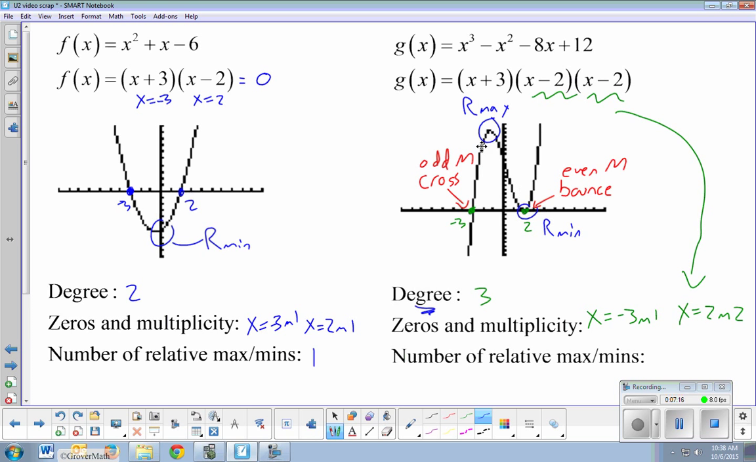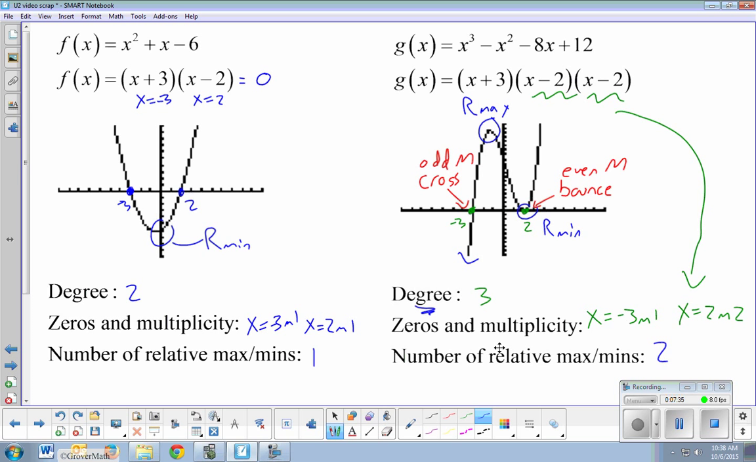Are these the highest and lowest spots on the graph itself? No. Like the graph goes all the way down to negative infinity down here. It's much lower than this spot. So the relative min is not the lowest and the relative max is not the highest point of the whole graph, but it is where the graph changes from increasing to decreasing. But in this case, there are two.